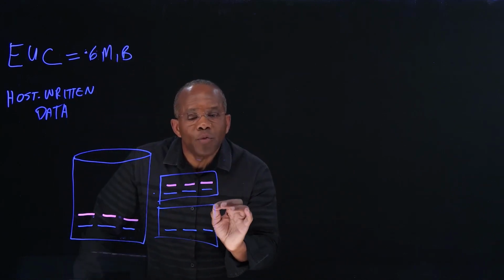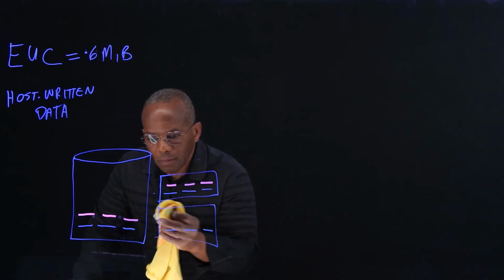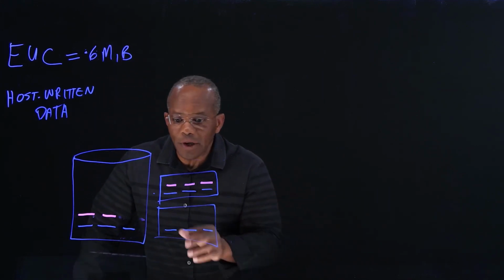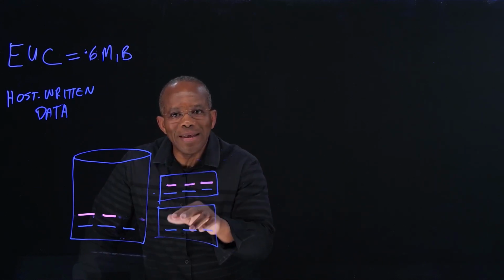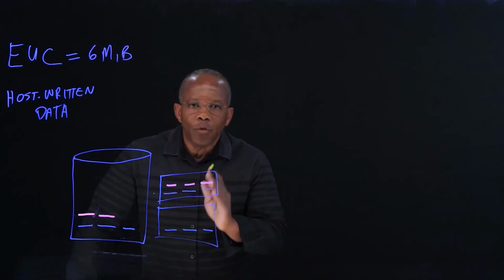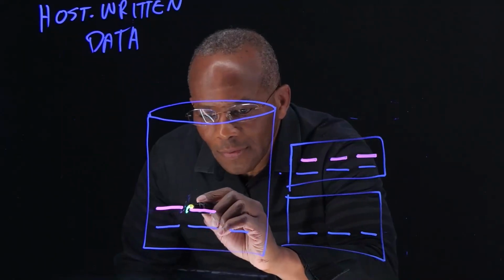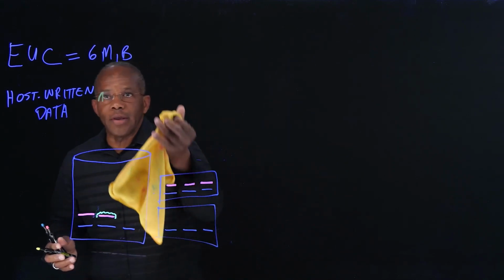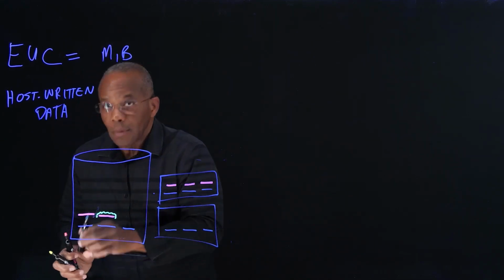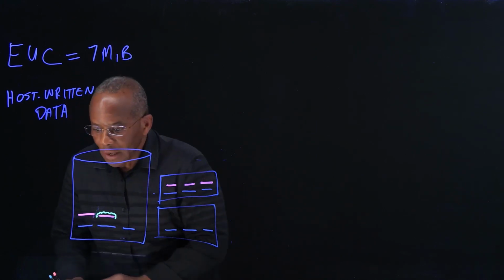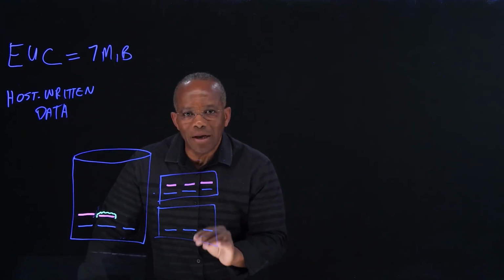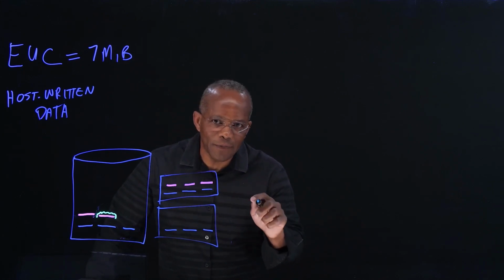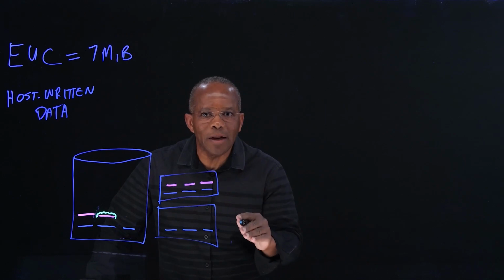So what if we were to delete one of the extents from the original volume? So actually our EUC wouldn't change, right? Because we still have to account for the 6 unique extents in the snapshot. So what if we were to overwrite one of the extents in the original volume? So our EUC would then actually increase to 7, because EUC is all about how much data is written to the array. So the number of snapshots doesn't necessarily impact the effective use capacity. It's just the amount of data that has to be stored.